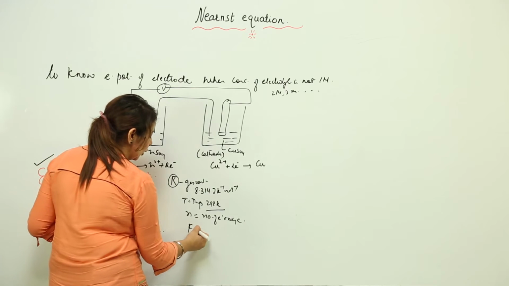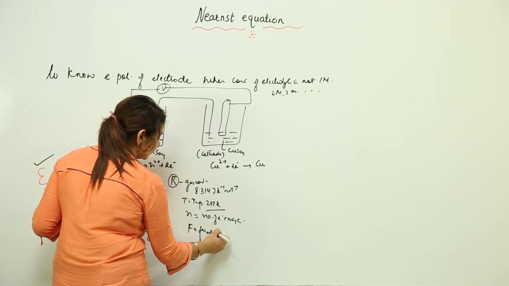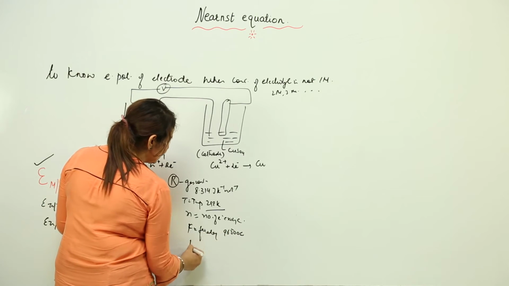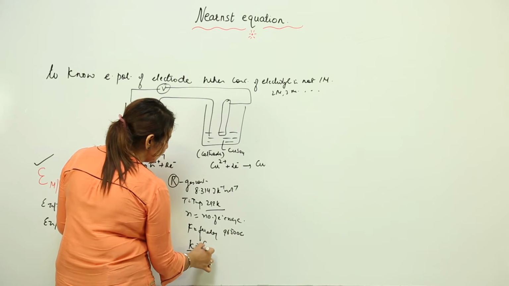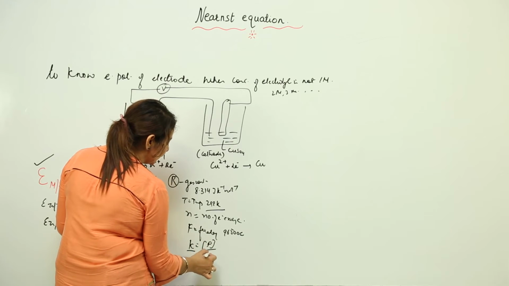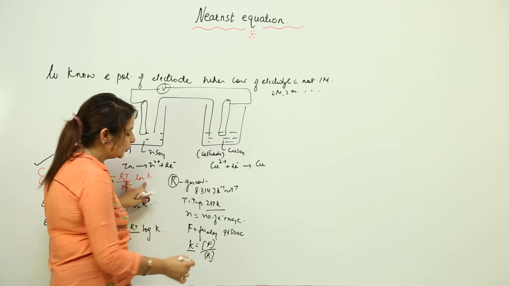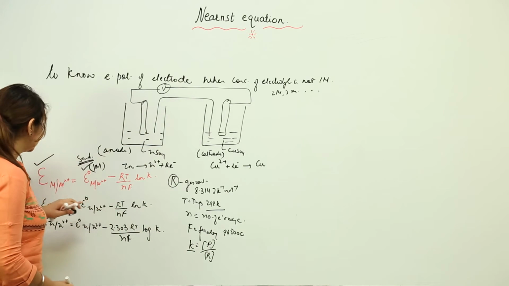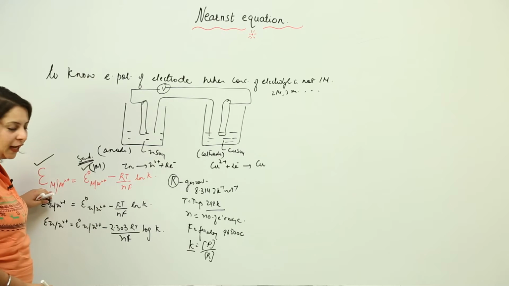F is Faraday constant, whose value is fixed, 96500 coulomb, and K is nothing but the equilibrium constant, whose expression can be written as concentration of product divided by concentration of reactant, and if they are moles you can just write the moles as the powers. So, I think it's clear, this is the electrode potential for the half cell.